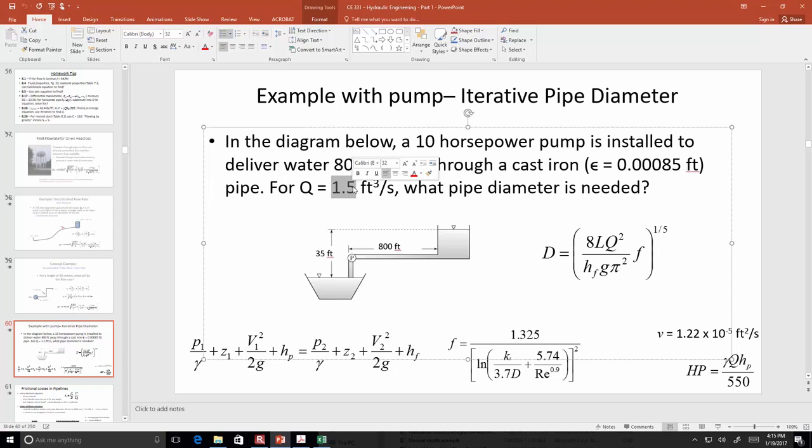But if the client says it doesn't have to exactly be 1.5 cubic feet per second, you know, you could save a lot of money going with a 6-inch pipe instead of an 8-inch pipe, then maybe a little bit lower flow rate would be fine. And that's what they'd select.